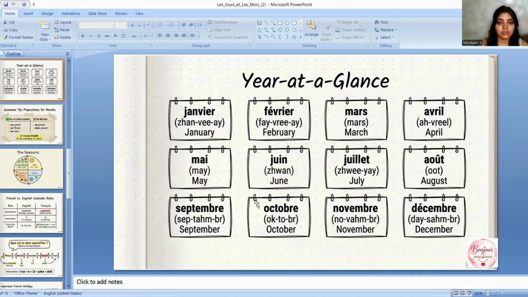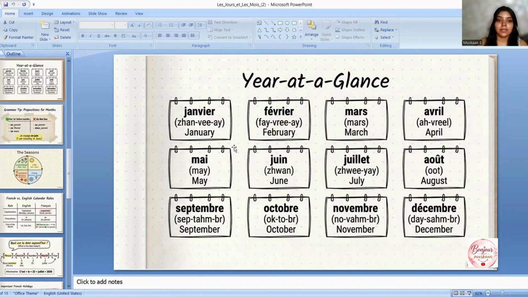Septembre, September. Octobre, October. Novembre, November. Décembre, décembre is December. Let's repeat it once again. Janvier, février, mars, avril, mai, juin, juillet, août, septembre, octobre, novembre, décembre.